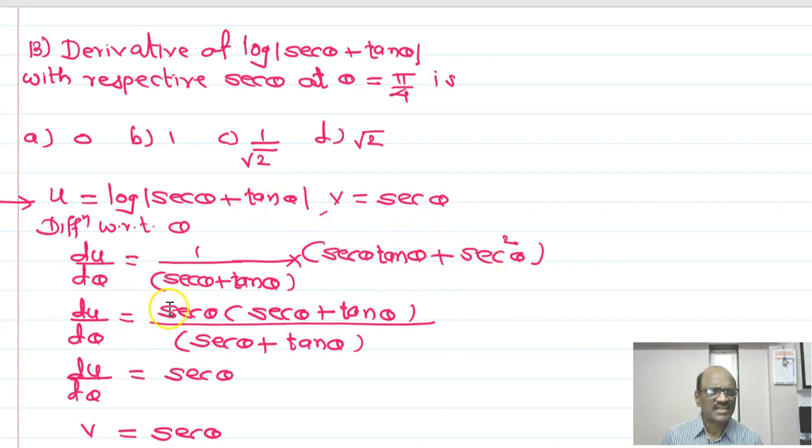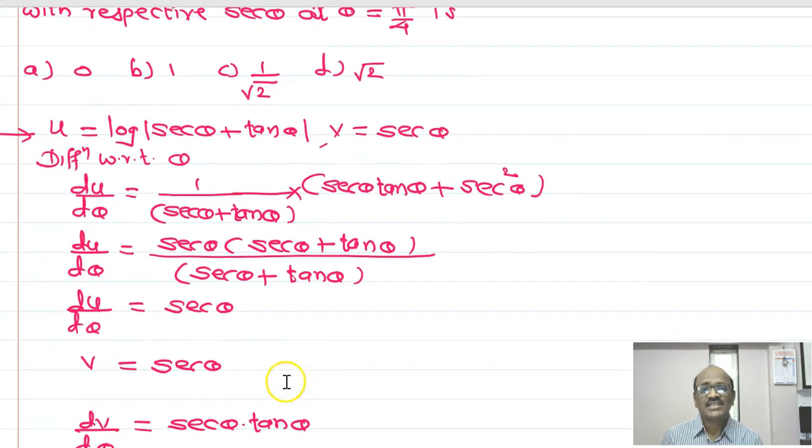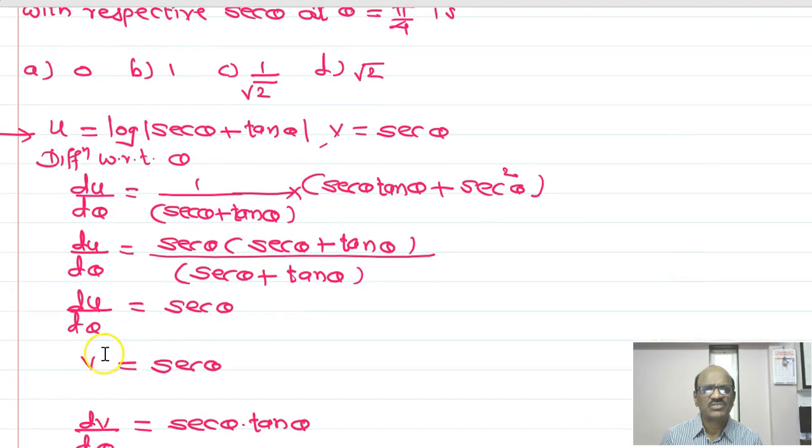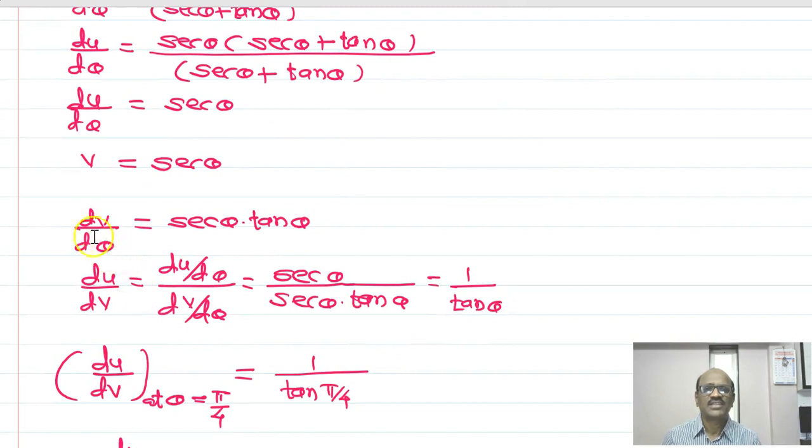Now take sec theta as common from these two, then sec theta plus tan theta get cancelled, then you will get du by d theta is equal to sec theta. Now what is the next? Next is v is equal to sec theta, and what is the derivative of sec theta? dv by d theta is equal to sec theta into tan theta, and hence du by dv is equal to du by d theta upon dv by d theta, which is sec theta upon sec theta into tan theta, and that is equal to 1 upon tan theta.